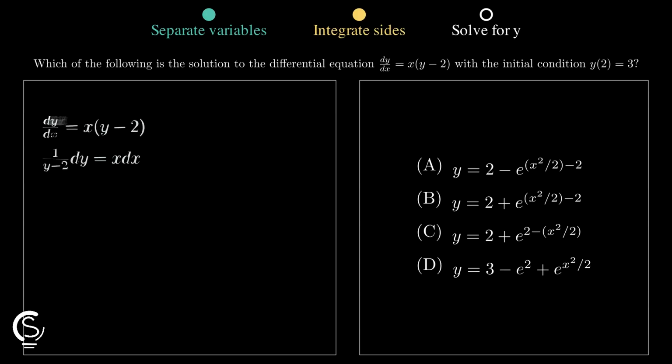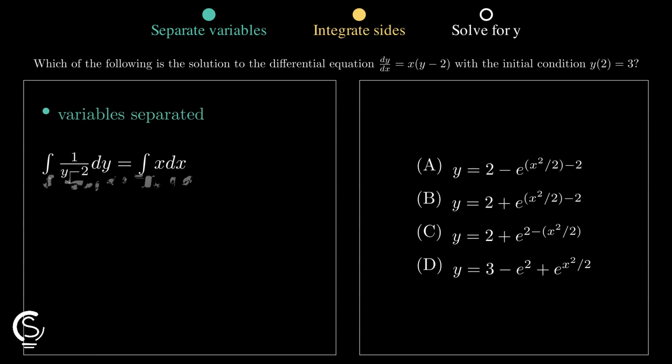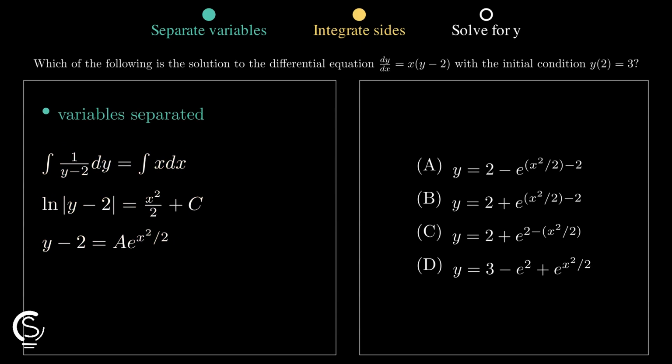Integrate both sides to get the natural log of y minus 2. Exponentiate both sides to solve for y, introducing a constant a. That is the general solution. Let's go!